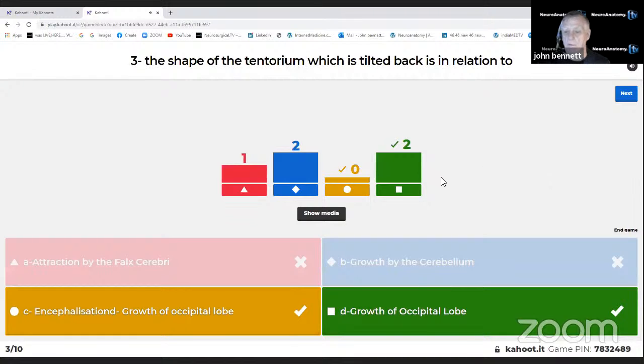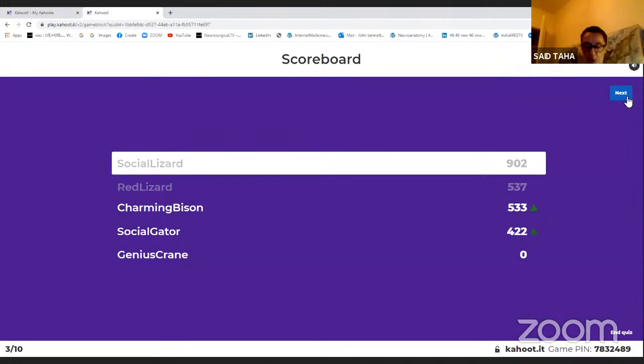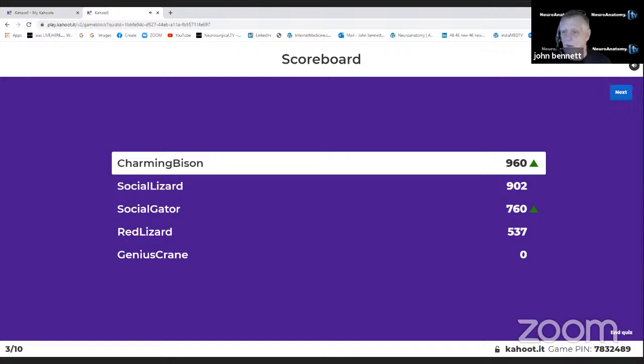The shape of the tentorium is the growth of the occipital lobe. It's tilted back by the growth of the occipital lobe. Okay. The cephalization. Oh, okay. Yeah, you can certainly comment if you want to comment, Wade. Oh, that's good. It's good. Okay. We'll continue. Okay, Charming Lizard has taken a lead.